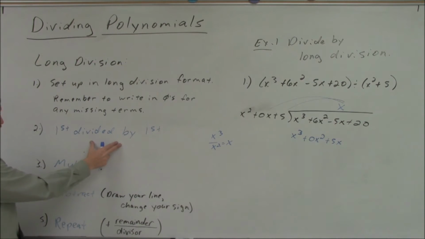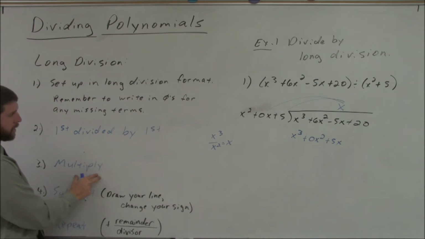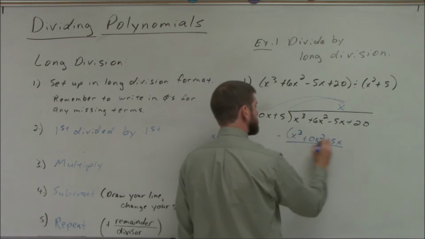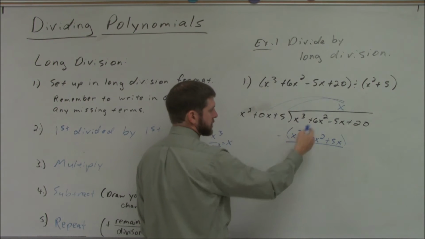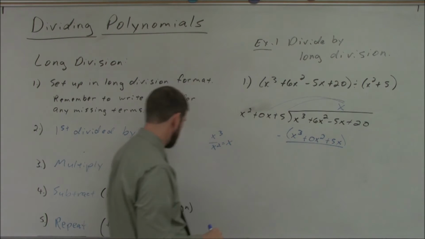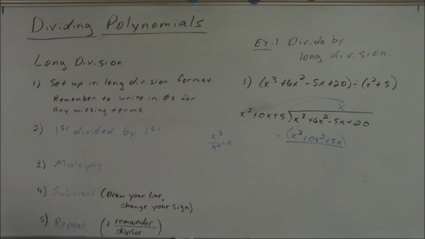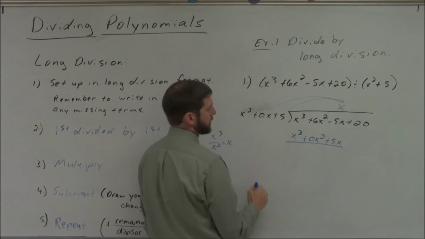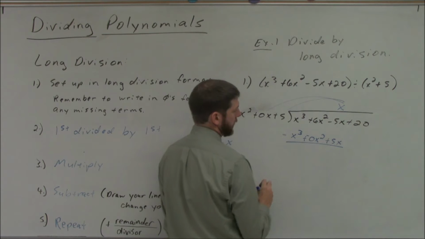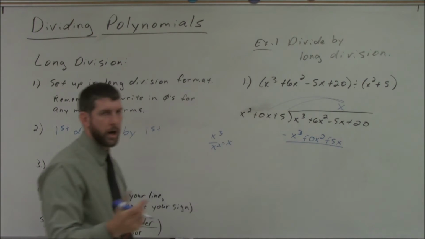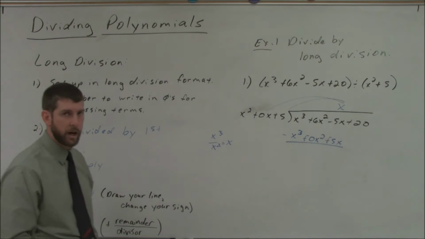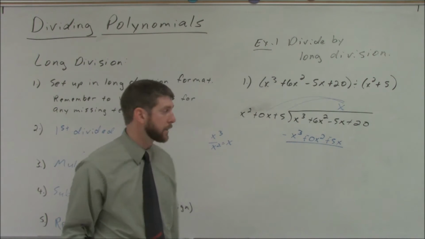So first divided by first gave us the x. We multiplied to get this expression. Then we subtracted. Now when you subtract, the way I want you to do it, instead of writing minus all this and then having to remember this minus this, this minus this, use this little reminder. When you draw your subtraction line, change your signs. So make that negative x cubed, negative 0, negative 5x. So now I'm not having to think of subtracting, I'm now just combining like terms. I've made everything opposite. So instead of subtracting, I'm adding the opposite.